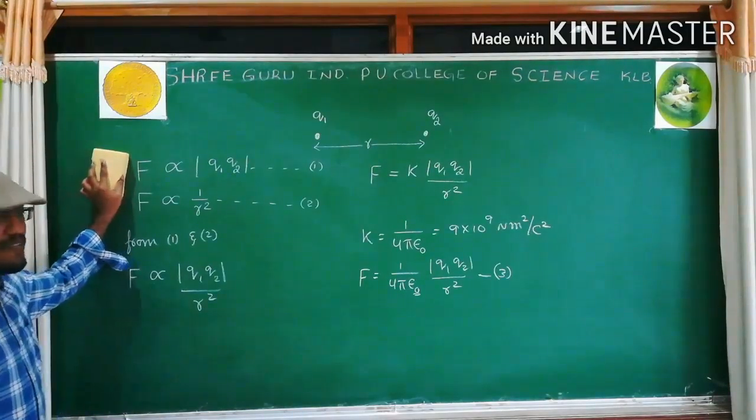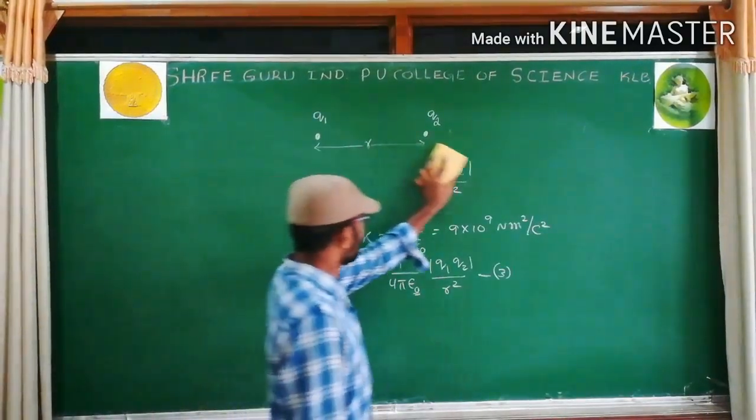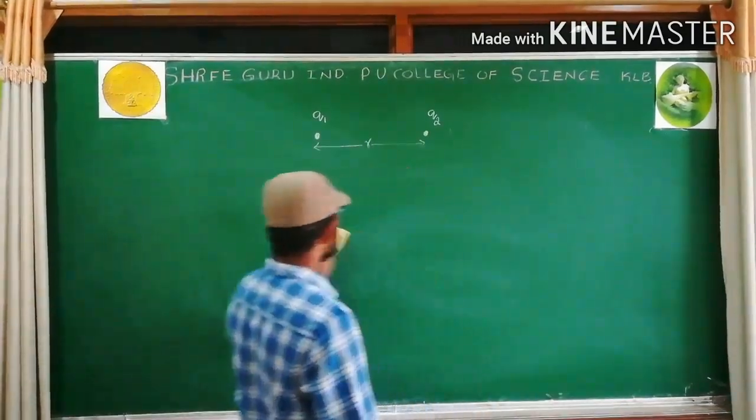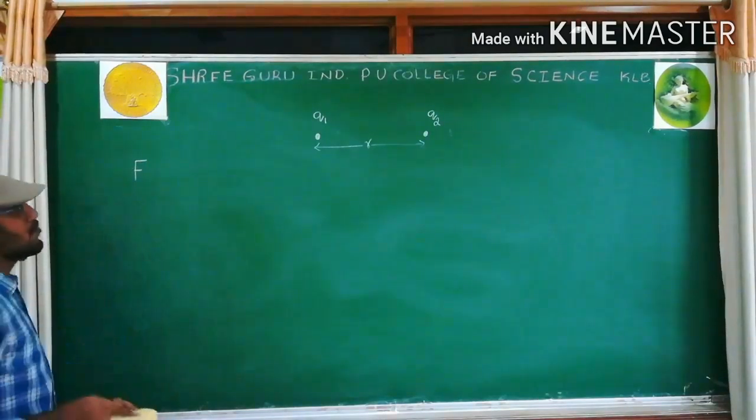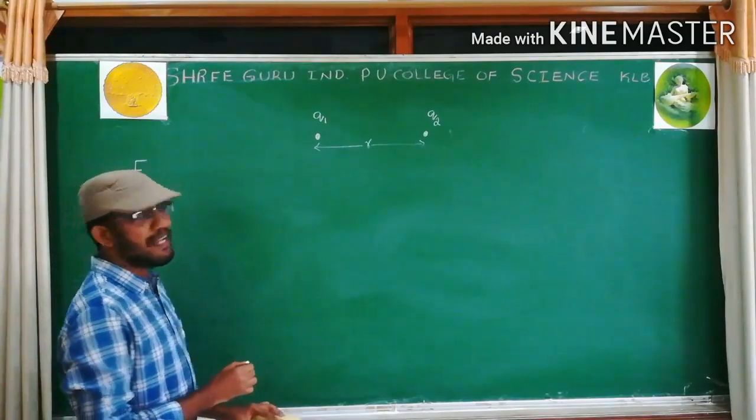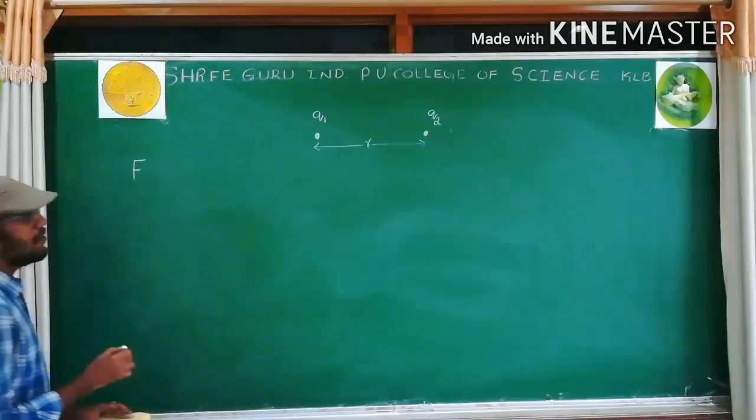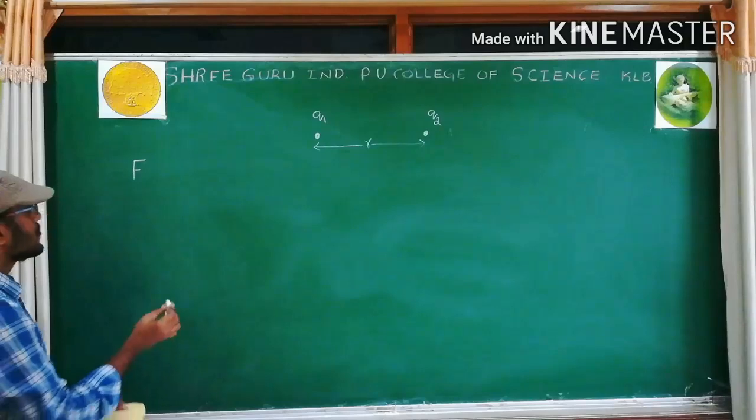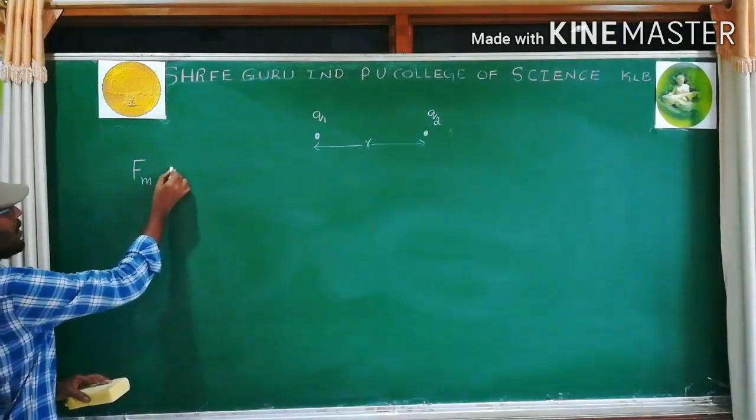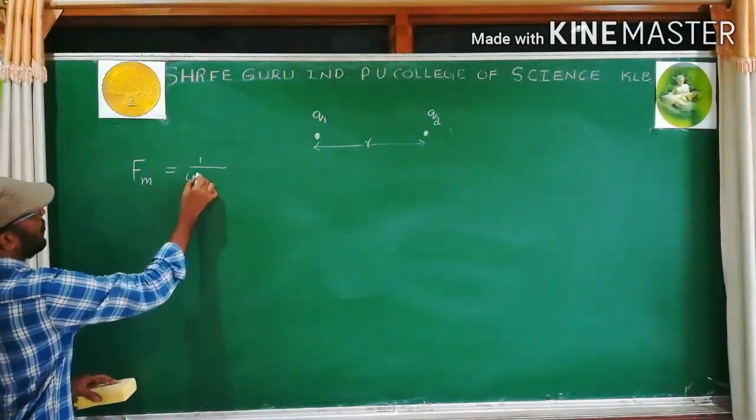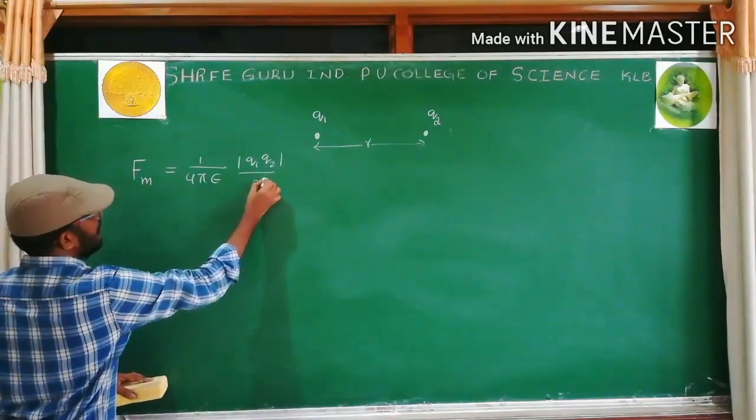Now we'll see this Coulomb's law in a medium. Next, these two charges Q1 and Q2 are placed in a medium, not in vacuum, means other than vacuum. Then how will be the electrostatic force between these two? So that electrostatic force between these two charges in a medium other than vacuum, that is Fm, is equal to 1 by 4 pi epsilon into modulus of Q1 into Q2 divided by R square.